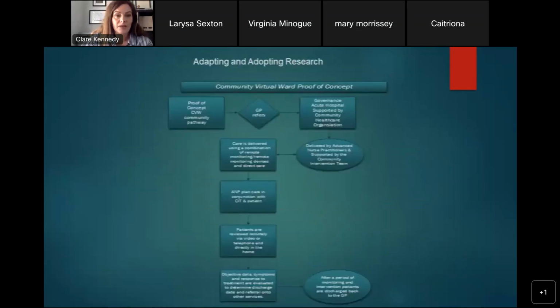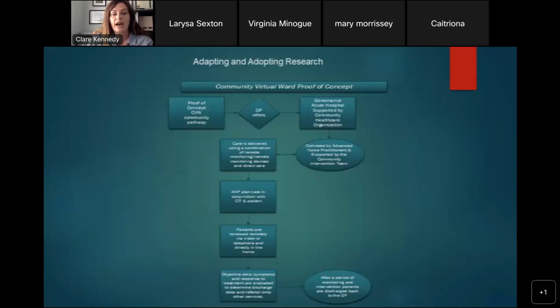So we looked at admission avoidance, and the referrals were direct from the GP. It was determined that the governance would be under the acute hospital, but supported by a community health organisation. It was delivered by advanced practitioners based in the community, but it was supported by the community intervention team with enhanced nurses, very much part of the team. And the care was delivered using a combination of remote monitoring devices and direct care. It was a shared care approach.